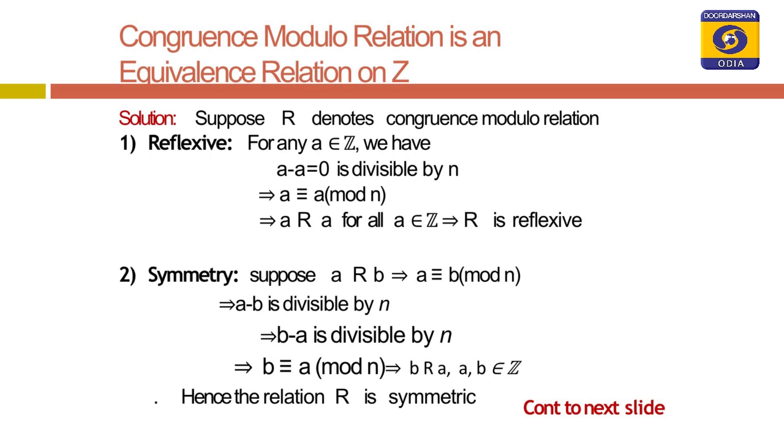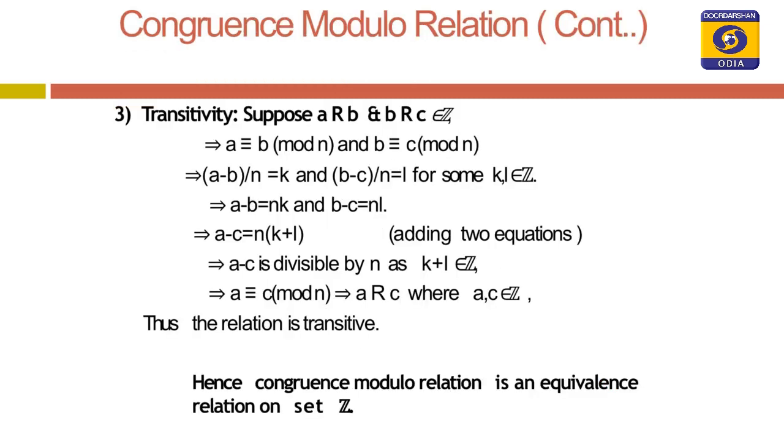So, A is congruent to B mod n means A minus B is divisible by n, which implies B minus A is also divisible by n. Because if 6 is divisible by 3, automatically minus 6 is also divisible by 3. So, A minus B is divisible by n implies B minus A is also divisible by n. So, B is congruent to A mod n, which implies B R A. So, A R B implies B R A. So, the relation is symmetric, and next we will prove the relation is transitive.